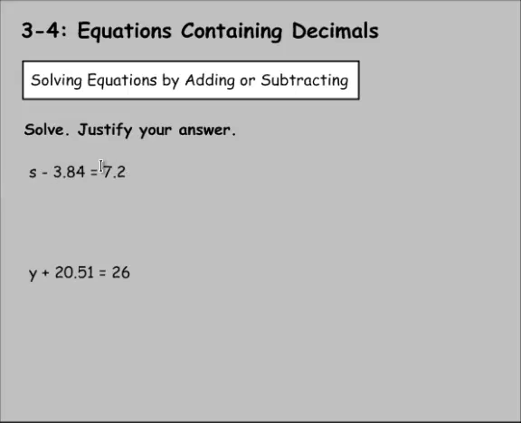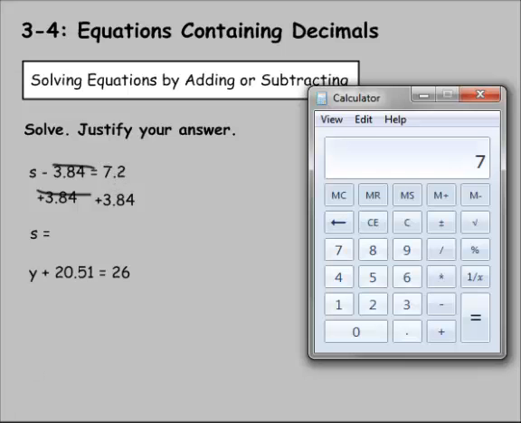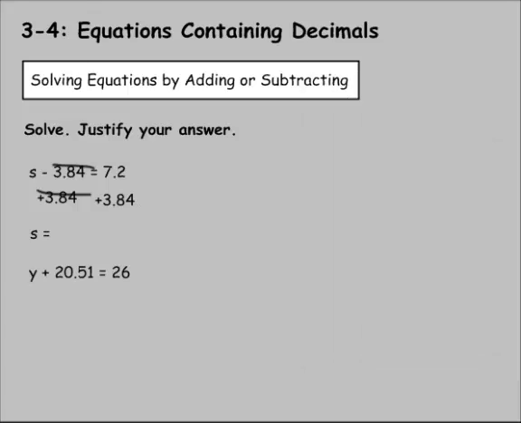See, these look very similar to the equations we've done before, except now we have decimals instead. So we have s minus 3.84, so we would add 3.84 to both sides. So over here, these would cancel out. So we'd just be left with s on the left. And then what does s equal? We have 7.2 plus 3.84. That gives us 11.04.